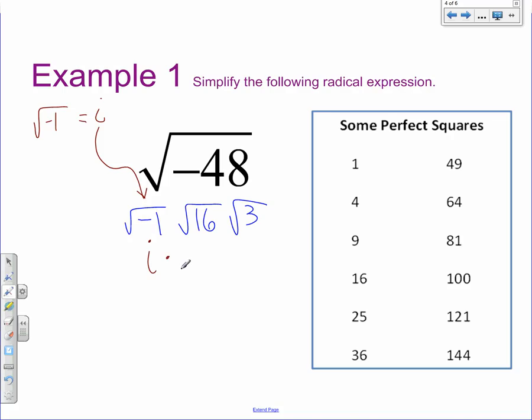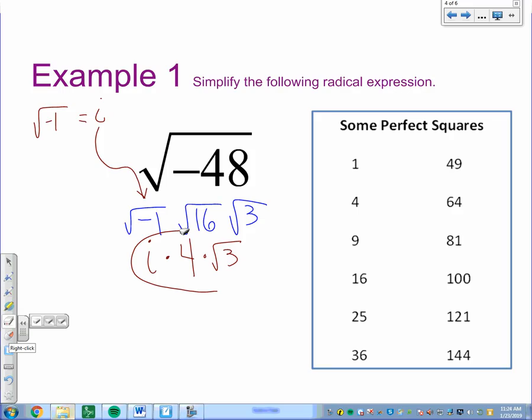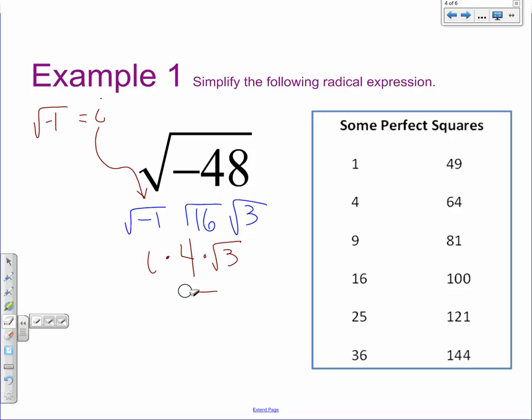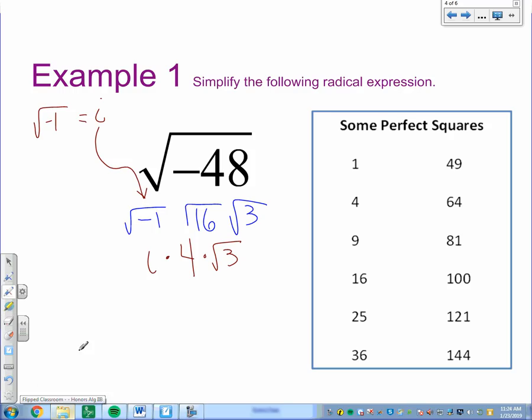What's the square root of 16? 4. And then the square root of 3 can't be broken down any further. Its largest perfect square factor is 1. It's done. We're just going to condense this now together. I don't mean to circle it because I'm not saying it's my final answer. I'm sorry about that. Where's my eraser? Let me see if I can get rid of that. Okay, let me highlight it. That might be a better way.